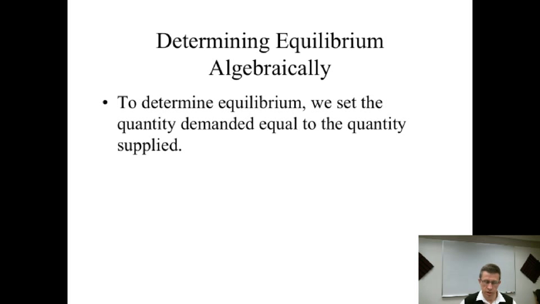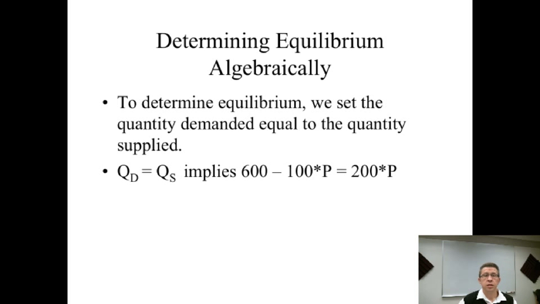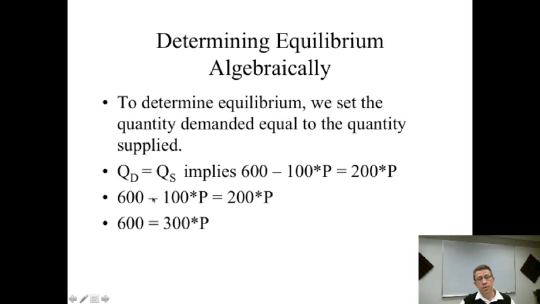Okay, I hope you paused it. We're going to go through this together now. The quantity demanded equals the quantity supplied. What does that imply? It means that 600 minus 100 times the price equals 200 times the price. Well, we add 100 times the price to each side. 600 is left alone, and the 100 times the price is added to 200 times the price. So 600 equals 300 times the price. Divide both sides by 300. The price is $2. So that's the equilibrium price in this example.